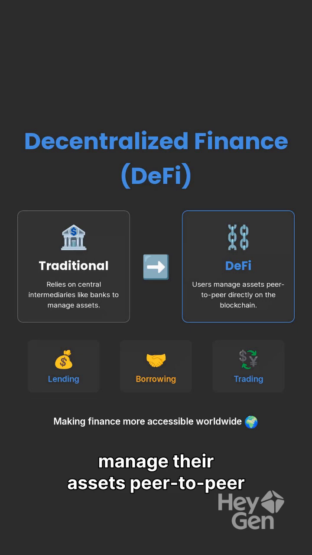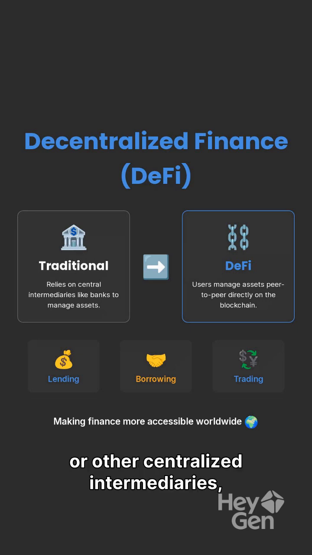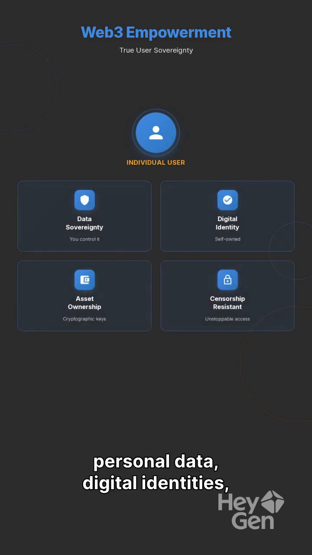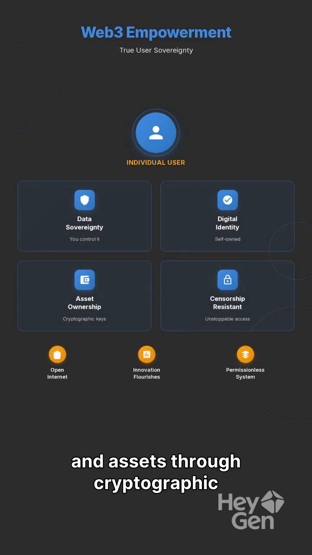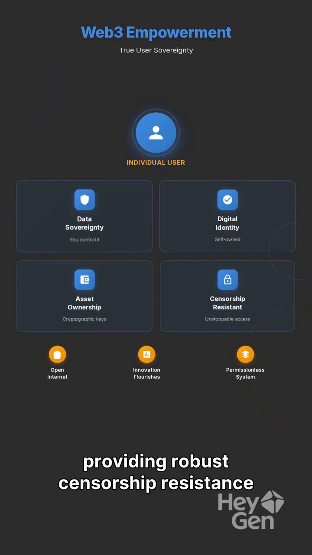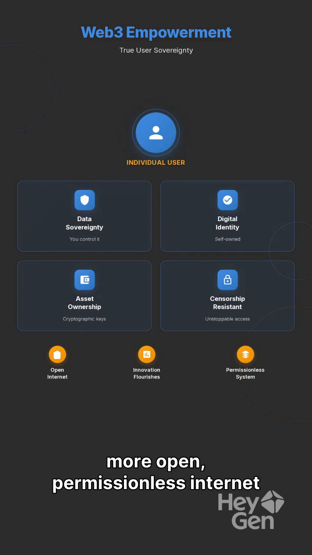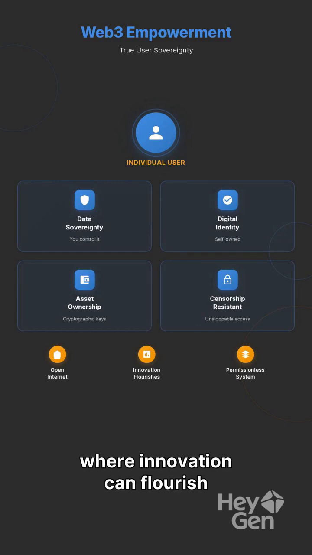allowing users to manage their assets peer-to-peer without relying on banks or other centralized intermediaries, potentially making finance more accessible worldwide. At its heart, Web3 seeks to empower individual users by granting them direct sovereignty over their personal data, digital identities, and assets through cryptographic keys and wallets, while providing robust censorship resistance that protects against arbitrary shutdowns and fostering a more open, permissionless internet where innovation can flourish freely.